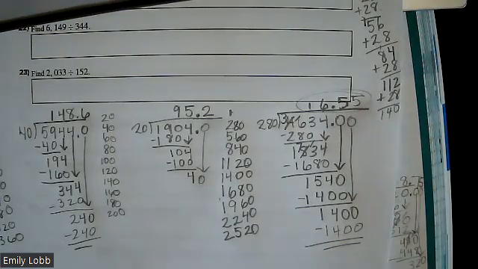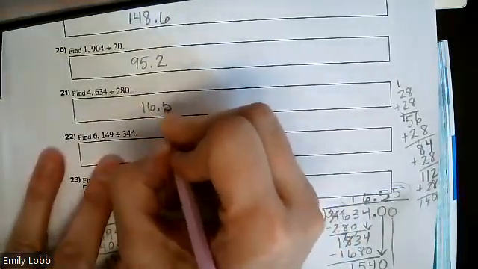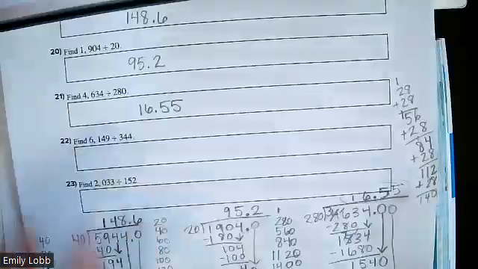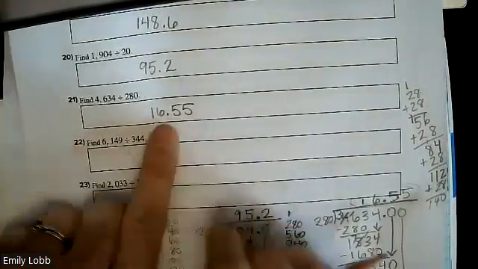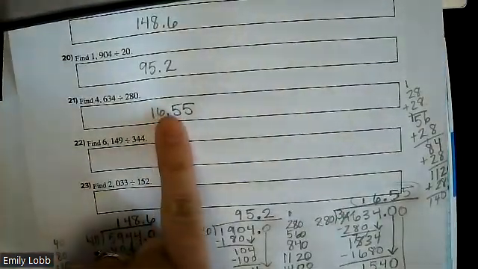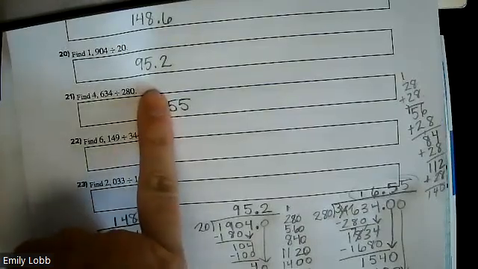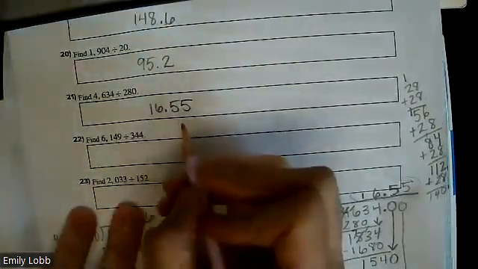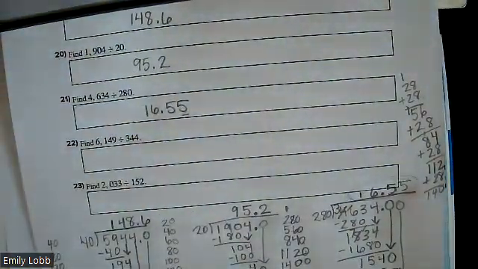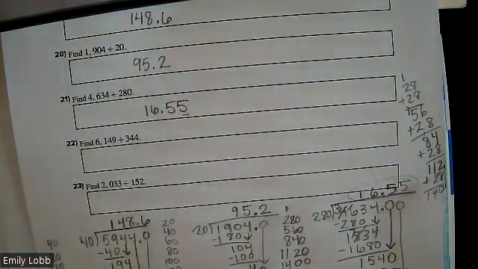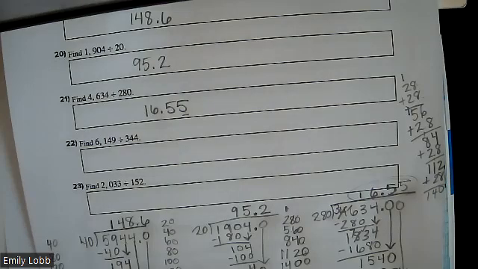Good job. All right. So here was the question. 16.55. But if you really want to know how much this is, you would read this as 16 and we say and for the decimal point. Then we just say this number. This number is 55, right? And then we say the place that the last number is in. So this is tenths, hundredths. So 16 and 55 hundredths.